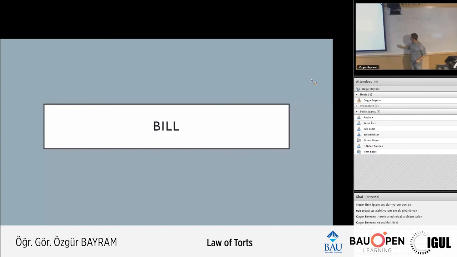And the regulations made by municipalities, or bylaws. These are called delegated legislation. In a state, if it's made by parliament, it's a statute.